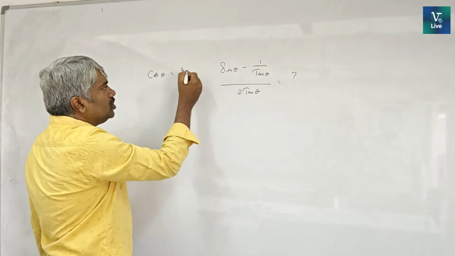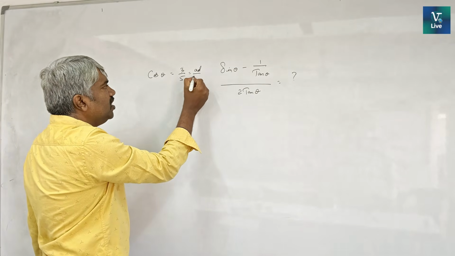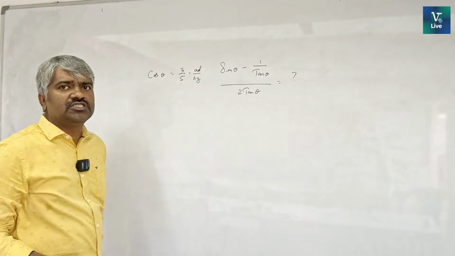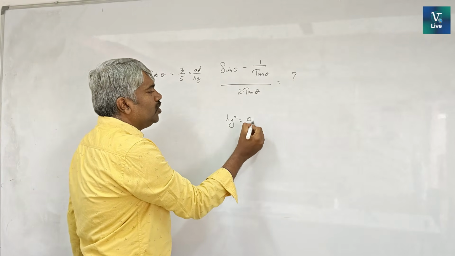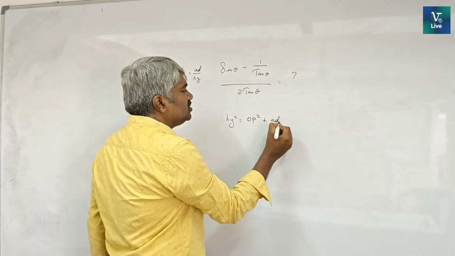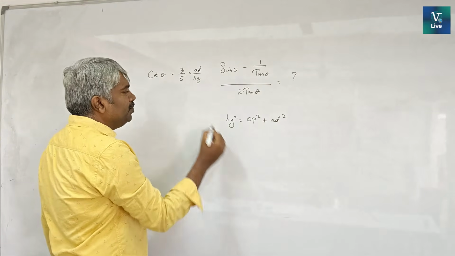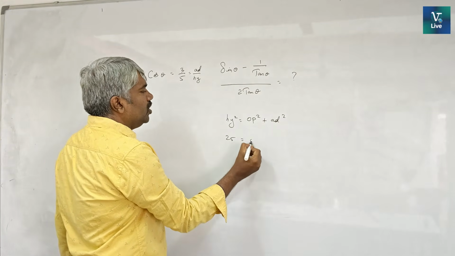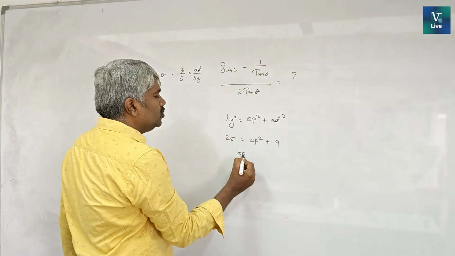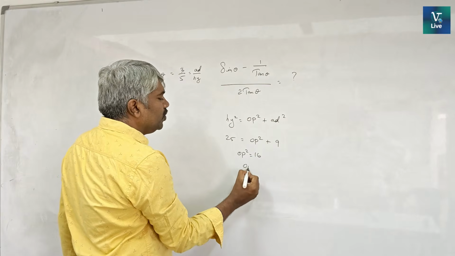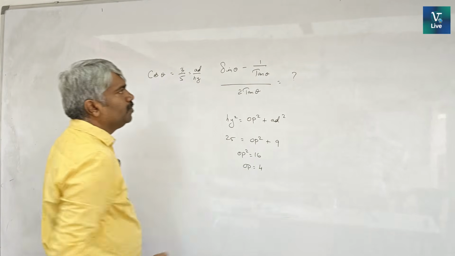So we know that cos theta equals adjacent by hypotenuse, right? So the formula over here is hypotenuse square equal to opposite square plus adjacent square, which is very familiar to you, right? So 25 equals opposite square plus 9. So opposite square equals 16. Opposite is equal to 4.